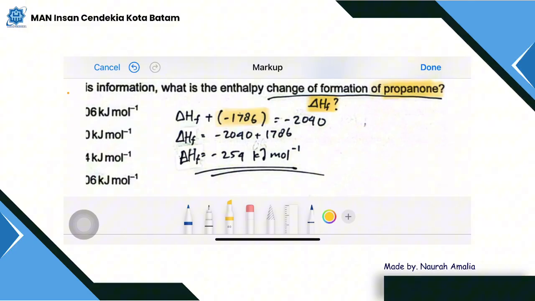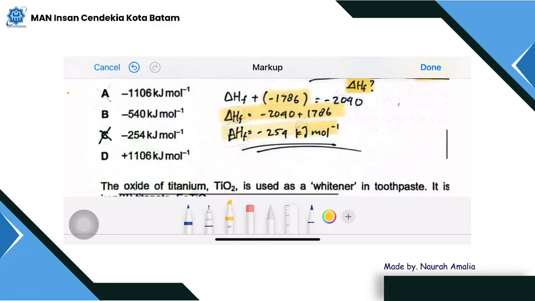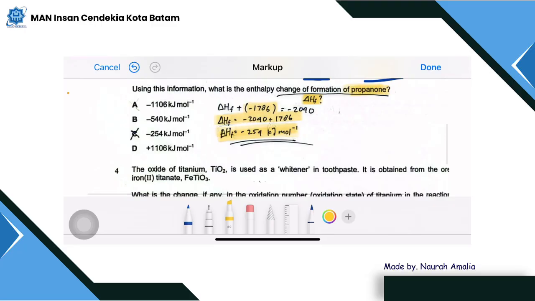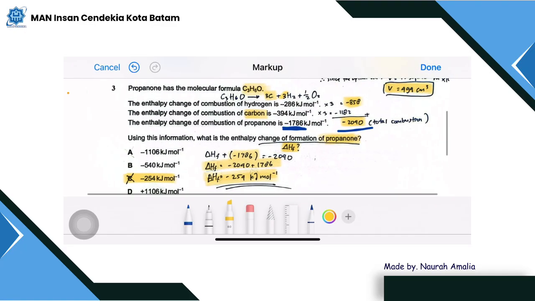If it becomes plus, so it means delta enthalpy change of formation equals minus 2040 plus 1786 equals minus 254 kilojoule per mole. So this is the correct answer for number 3.